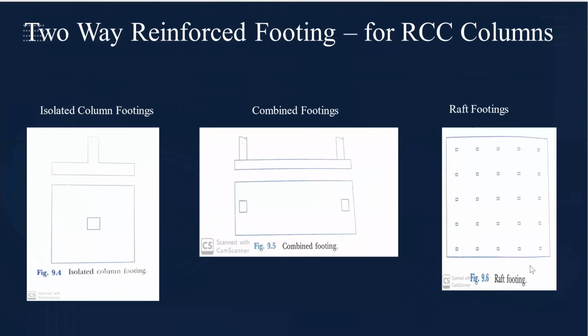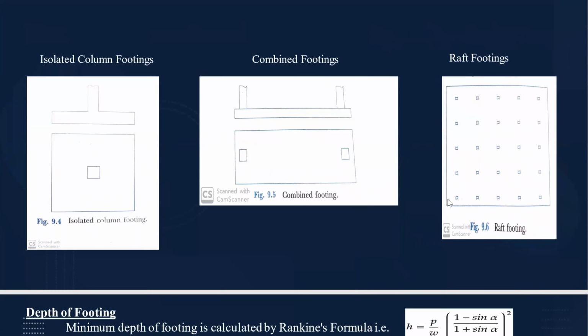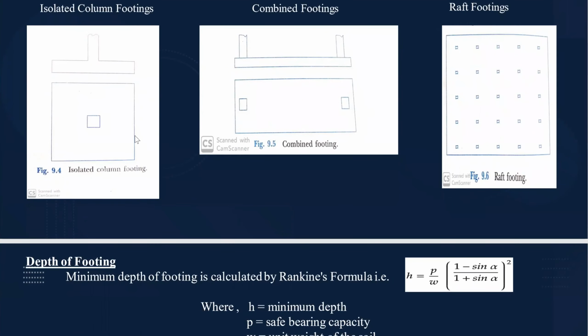Next comes the two-way reinforced footing, which are basically for the RCC columns. There are three types of two-way reinforced footing. One is the isolated column footing, the combined footings, and the raft footings. Instead of going into the details of these kinds of footings, as you've already studied them earlier, I will be focusing on the design of isolated column footing.